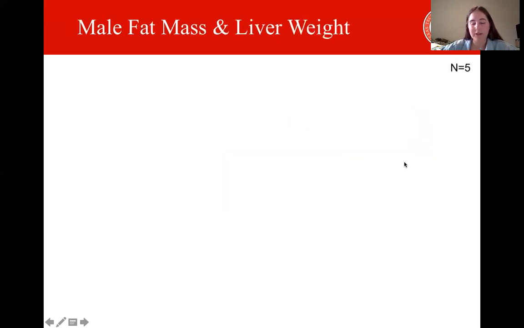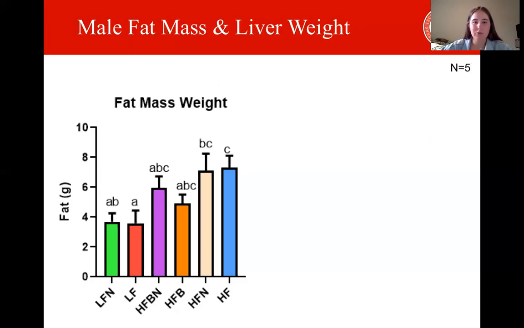After the intervention, we measured fat mass and liver weight. We found that the fat mass weight follows the same overall trend as body weight, with the high-fat groups having the highest weight and the high-fat beef group having the lowest of all of the high-fat groups. Expectedly, the low-fat groups had the lowest fat mass.